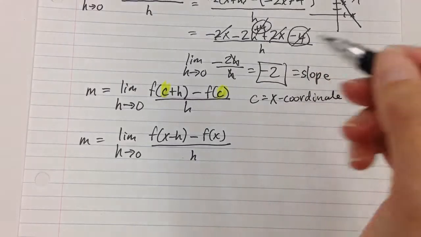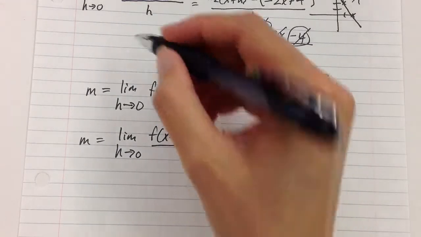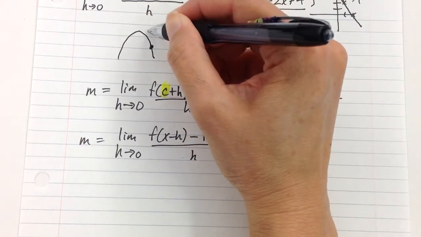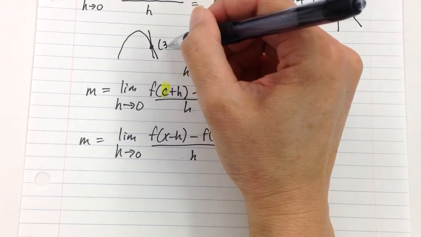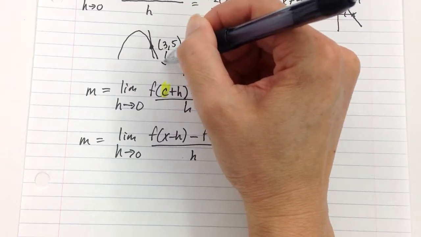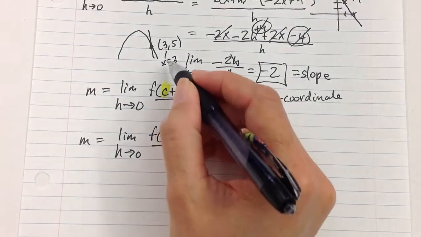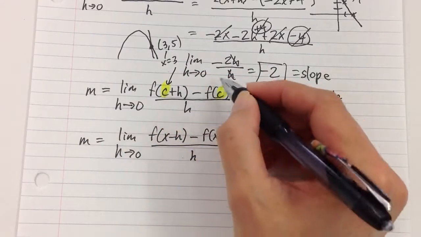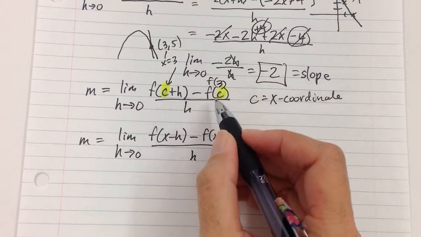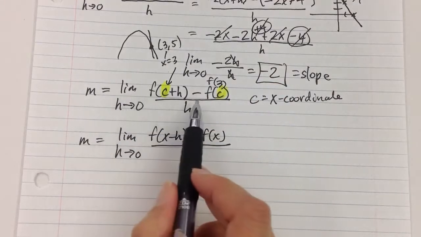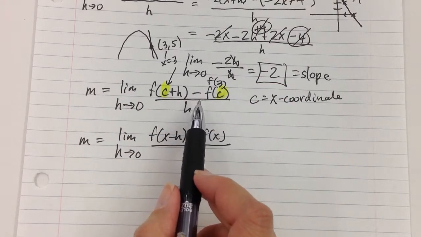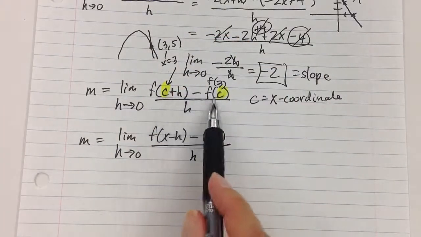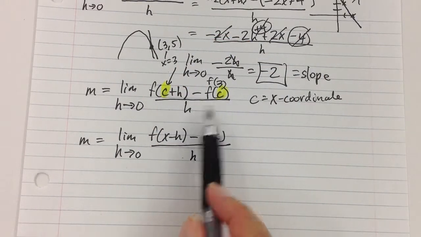So like I said, if you have some parabola, and let's say they pick the point, I don't know, (3, 5) or something like that. So your x coordinate is 3, so you're going to plug in 3 right here. So it's going to be 3 plus h. And you're going to plug in f of 3 right there. Okay, so that's when they give you a specific point you want to find the tangent at. I want to find the tangent at this point, (3, 5). Then you're going to plug in 3 here and 3 here, and then solve it.